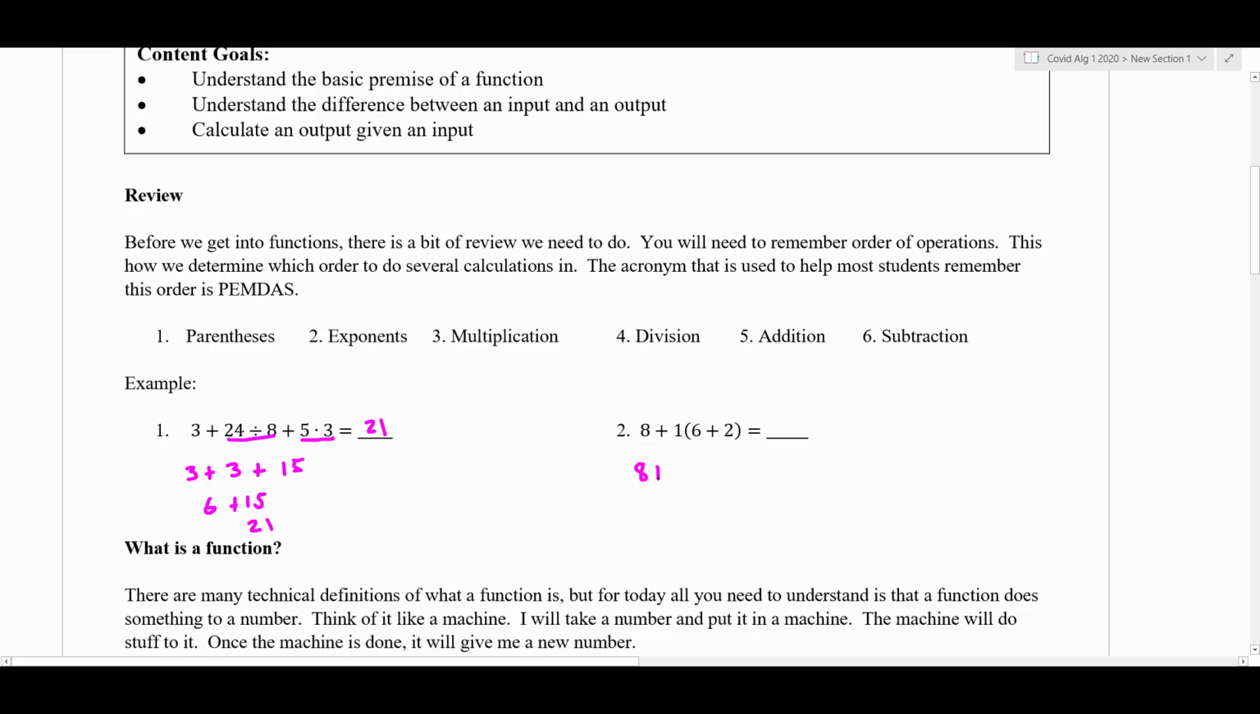So I still have 8 plus, here's this 1, and then inside of this parentheses, 6 plus 2 is 8, right? So it turns into something that looks like this. Now I look at the expression, I notice that there is a multiplication here between the 1 and the 8, so I'm going to do that first. 1 times 8 is 8, so I just get 8 plus 8, and then I'm going to do the addition. So 8 plus 8 is 16. So my final product here will be 16.